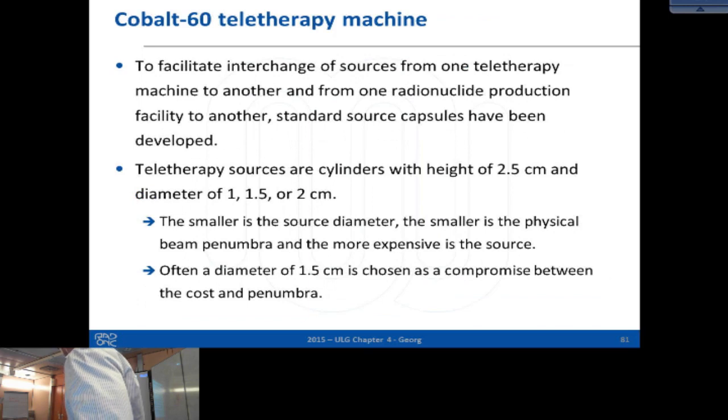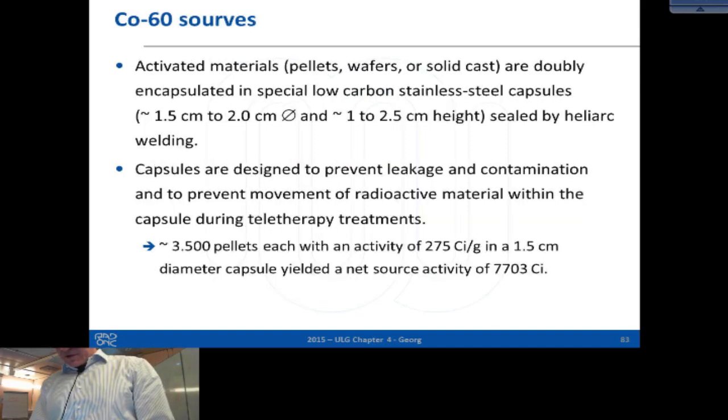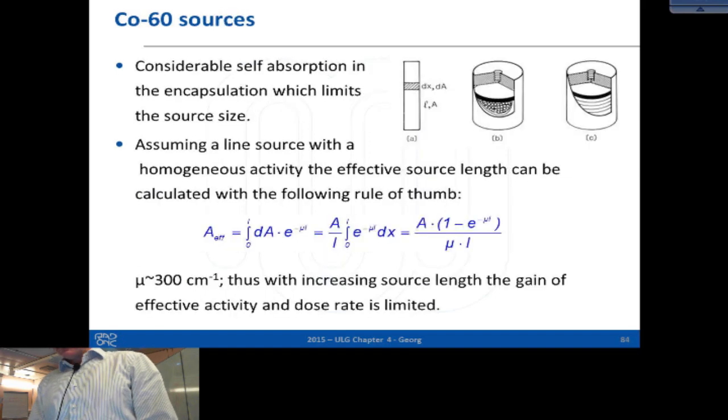One challenge with the cobalt unit is to provide sufficient dose rate, meaning to have sufficient radioactive material to have a reasonable treatment time. In these cobalt units, we have source sizes with a diameter of several centimeters and also several centimeters of height. This has a big impact on the penumbra. I think I mentioned that already.